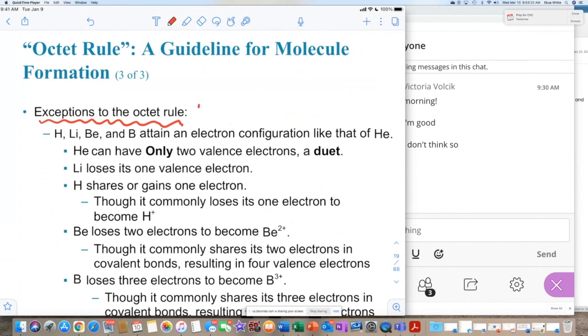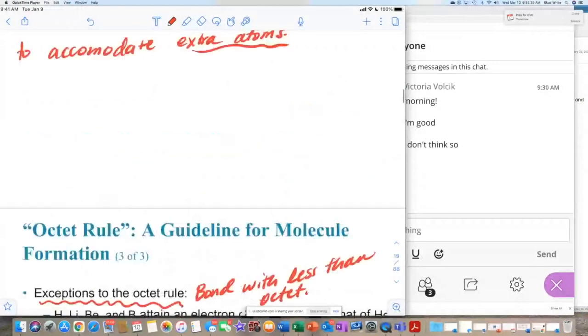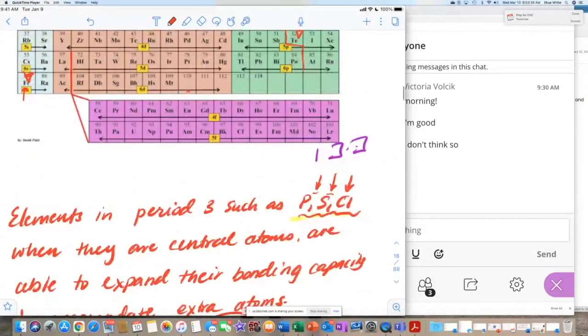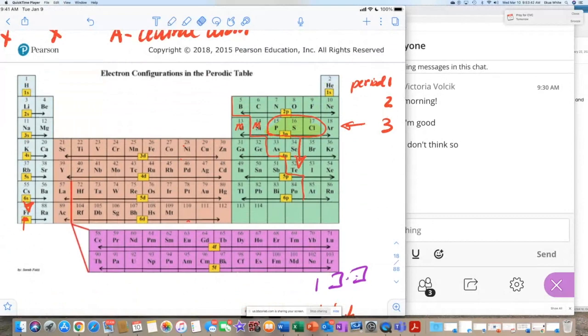Okay, then we're being told that there are other exceptions to the octet rule. These are elements that bond with less than octet. Okay, they didn't even make the cut. So before I go into this, I want to talk about the periodic table and show you the poster children, or should I say the poster elements, for the octet rule.